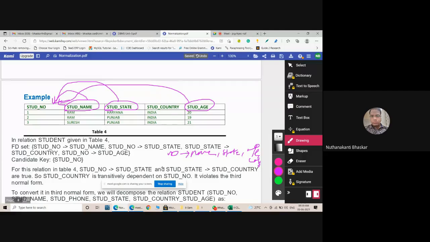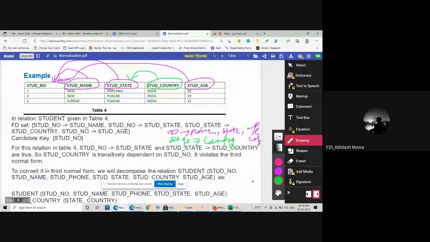Not a problem. But this country depends on what? State. So state determines country. Now, is there any transitive functional dependency available or not? Yes, sir. What is that? Student number and student age? No. Here student number determines name, state, age, country if you want, and state determines country.